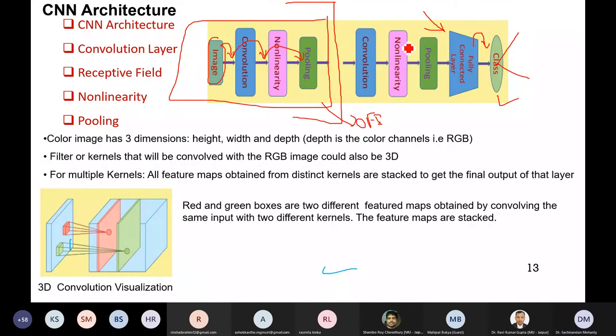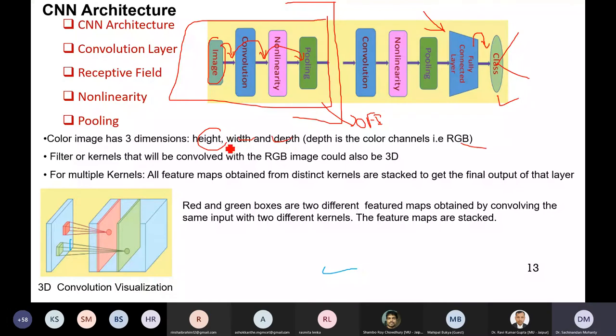This optimal feature input will be fed to any fully connected neural network, and you will get the output. For example, I have one three-dimensional image. The color image is there, right? And color images are represented by height, width, and depth. The height, width, and the depth, right?